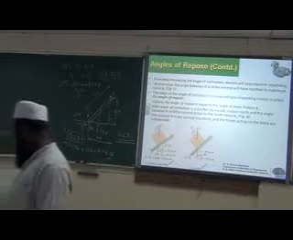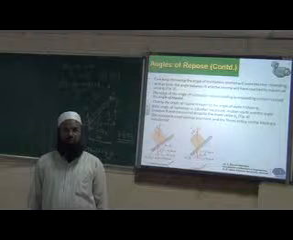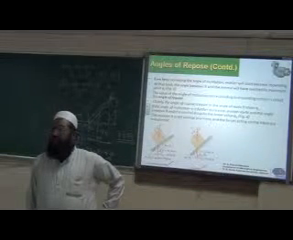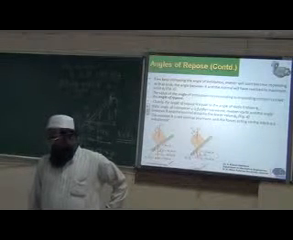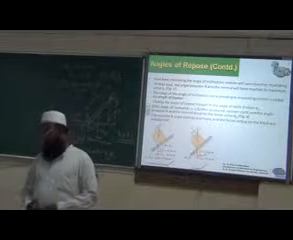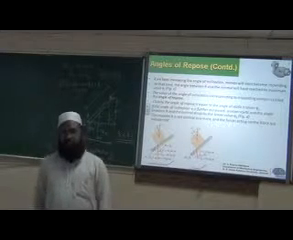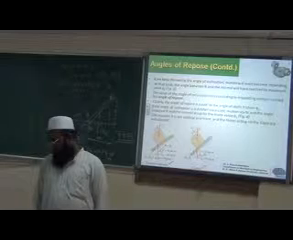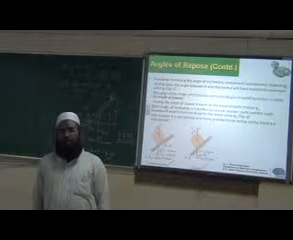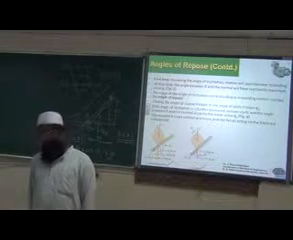A uniform ladder, 4 meters long, leans against a smooth wall at an angle of 60 degrees with the horizontal. The weight of the ladder is 700 Newton.